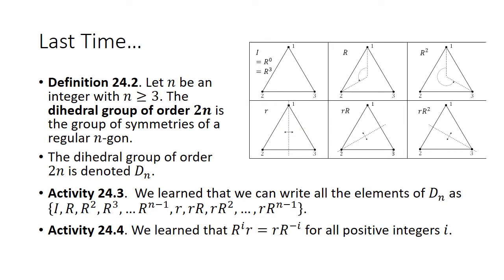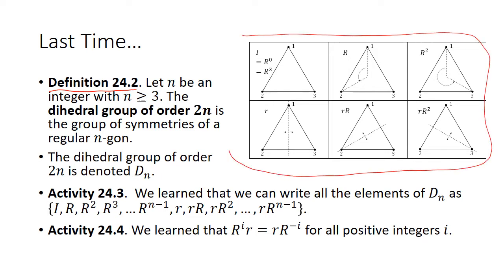Okay, so this is a summary of what we learned last time. We had definition 24.2. So let n be an integer with n greater than or equal to 3. The dihedral group of order 2n is the group of symmetries of a regular n-gon. So for example, over here I have the regular triangle, and that would correspond to the dihedral group D3. Okay, and then the notation for it is here.